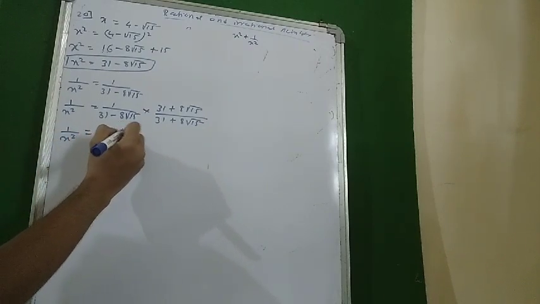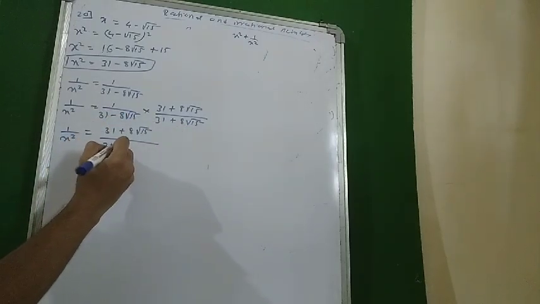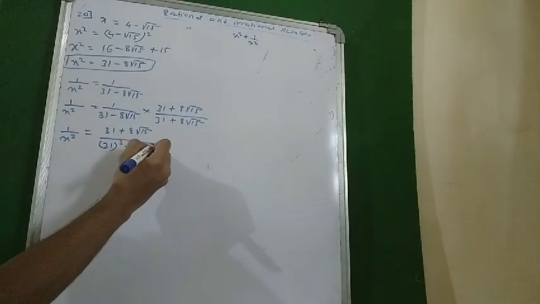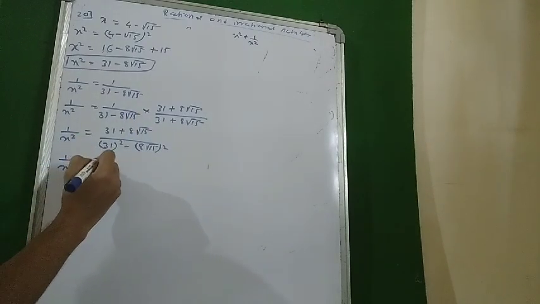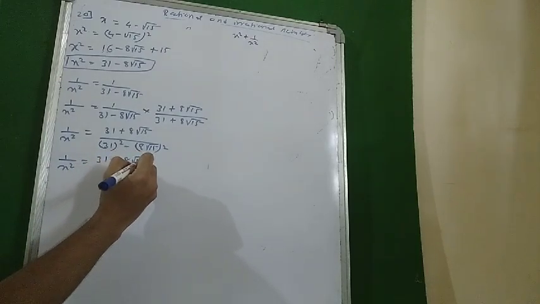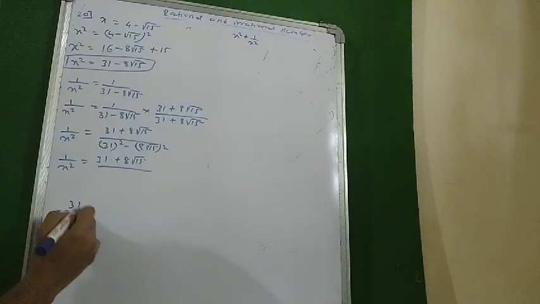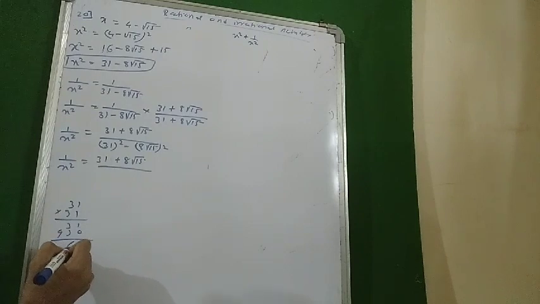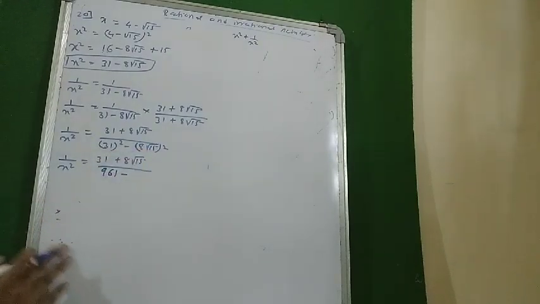So we have 31 plus 8 root 15 upon a minus b times a plus b, which is a square minus b square. So 1 upon x square is 31 plus 8 root 15 upon 31 square. I'll try to solve it. 31 square is 961, minus 8 root 15 square.